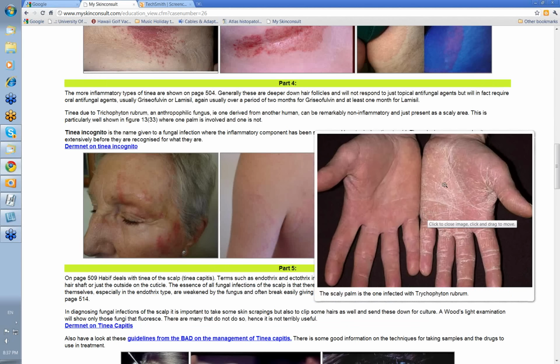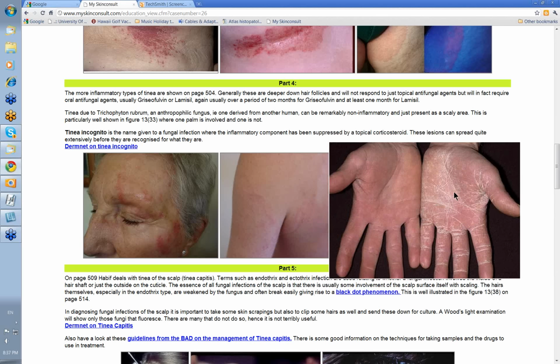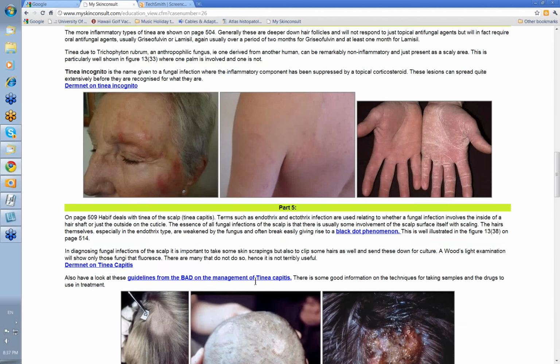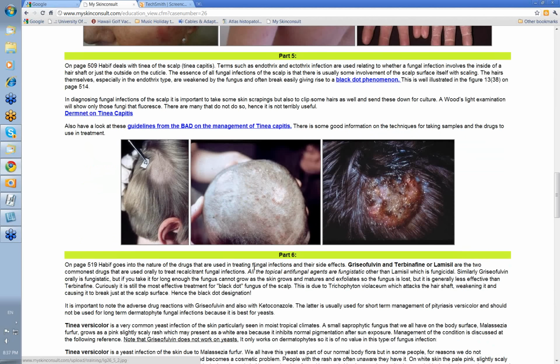And this is another one. There's the person's two palms. This one's all scaly accentuation of the dermatoglyphic ridge markings on the palm. This one has Trichophyton rubrum on it. This one's clear. Look how little of an immune reaction there is here. It's all just scaly. Anything that's red and scaly, scrape it.